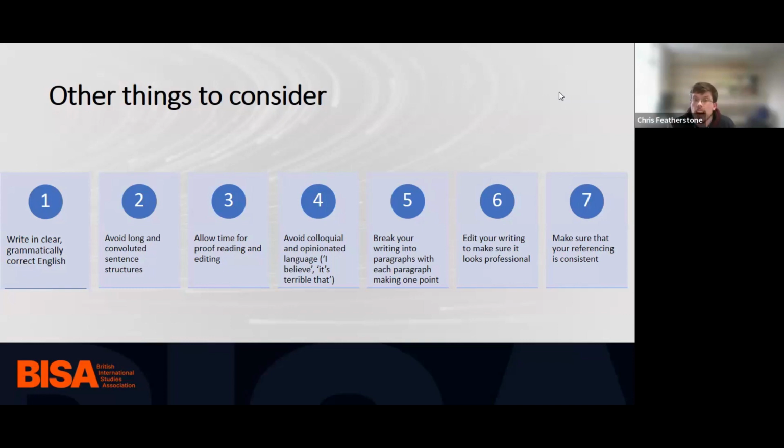Then fourth, we can look at avoiding colloquialisms, avoiding opinionated language. Avoid saying things like, I believe, or it's terrible that. Okay. So when it comes to an academic essay, we want to hear your views and your arguments structured through the learning that you've done on the course, but it's crucial to show your views.